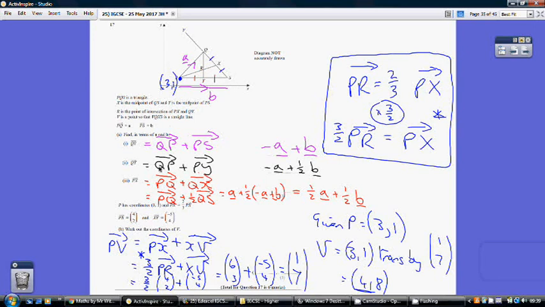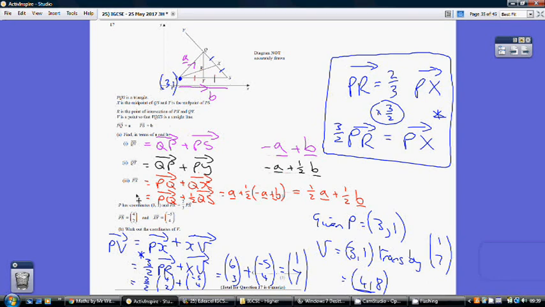Now for part 2, QY, well that's going to be QP and PY, where PY is half of PS, so half b. So that's going to be QP, which is minus a, plus half b.